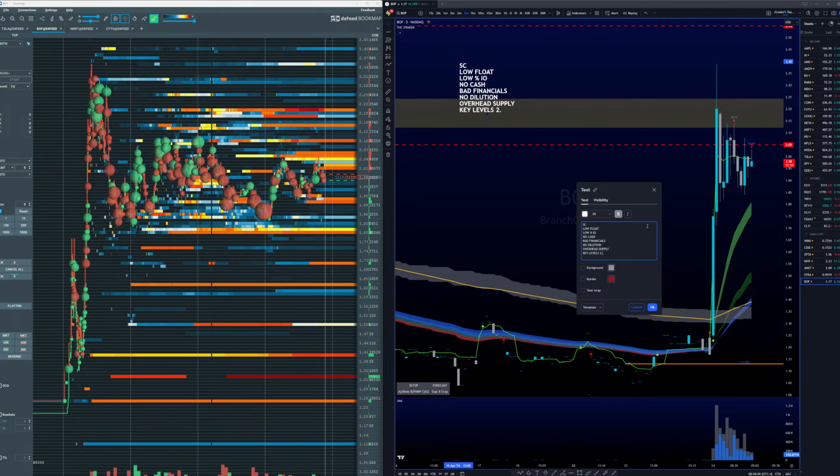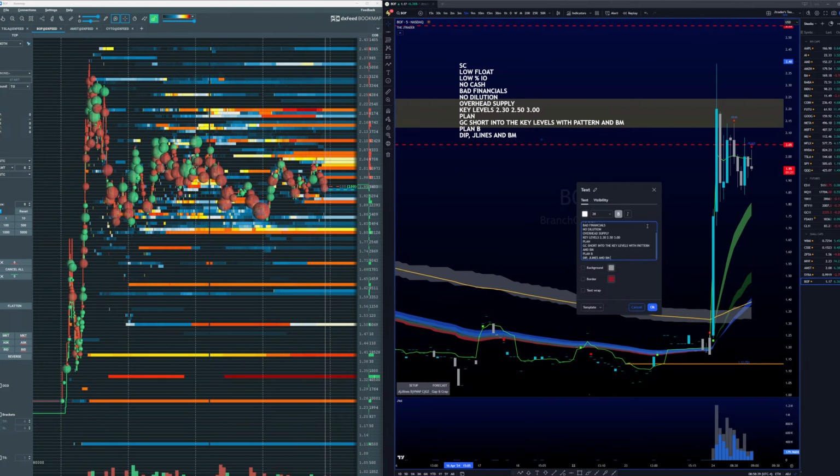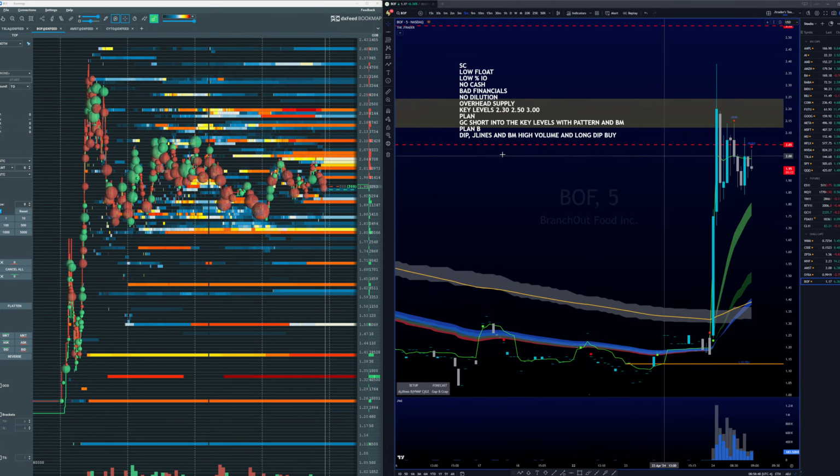Key levels that I'm watching are 230, 250, $3 for now. And we have a plan. First, you can see the gap and crap, so short into the key levels with pattern and Bookmap. The other, plan B, is instead dip, J lines and Bookmap, high volume, and long on pattern on dip buy. Okay, so anybody else looking at this one this morning?